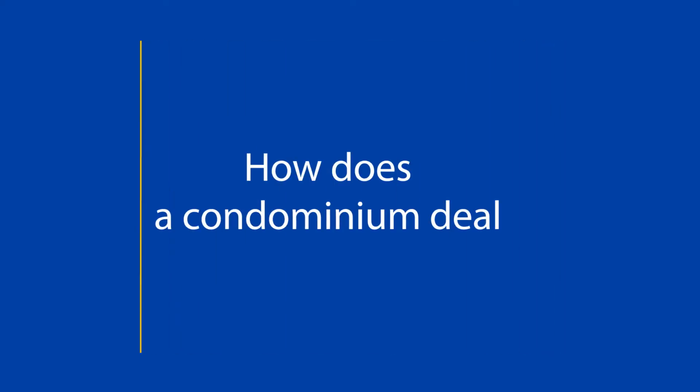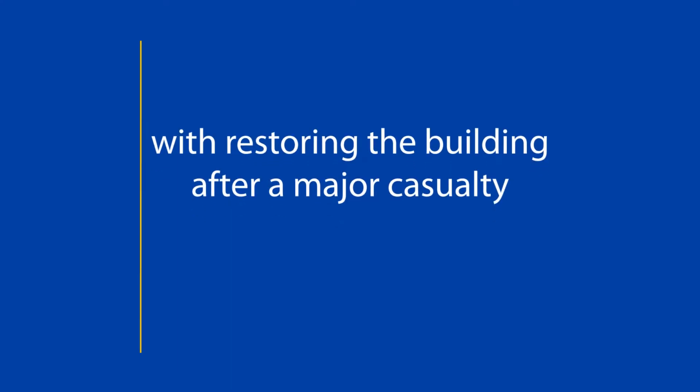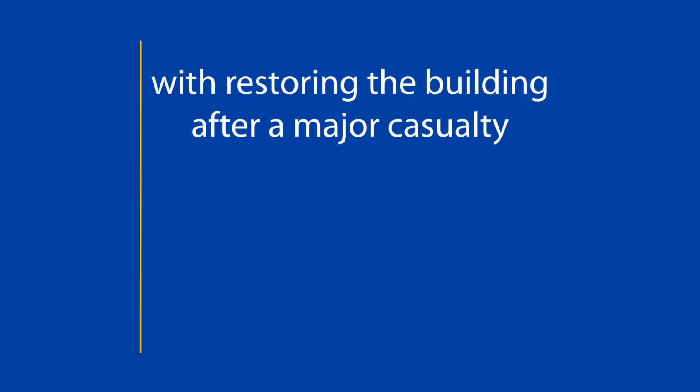Are you going to basically say, no, we have to get this done, here's a white box, now it's your problem, or are you going to work with the unit owner's contractor and coordinate with him? All right, so let's apply this to real life. I've talked about this in terms of single unit casualties, but what about a major casualty? How does a condominium deal with restoring the building after a major casualty?